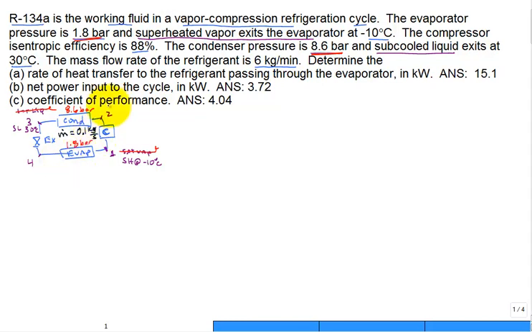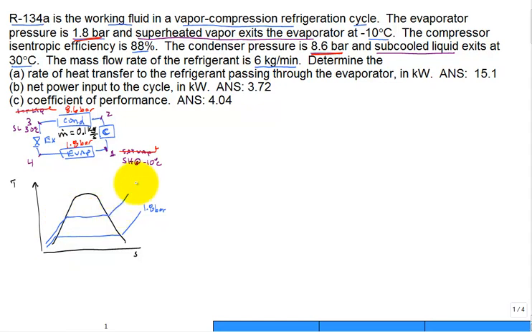All right. Then the next thing we want to do is put a sketch. We can put a number of diagrams, but let's go ahead and put the temperature entropy diagram, put the dome, and then we'll have a line of low pressure, and that low pressure is the 1.8 bar evaporator pressure. And then we'll have another line of higher pressure coming across, and that line is like 8.6 bar.